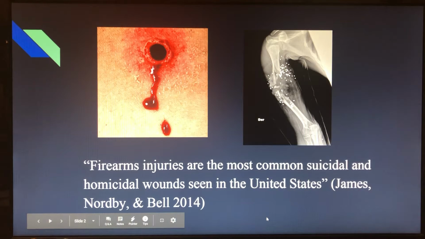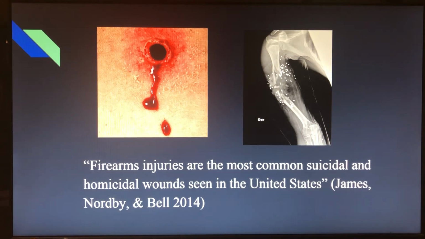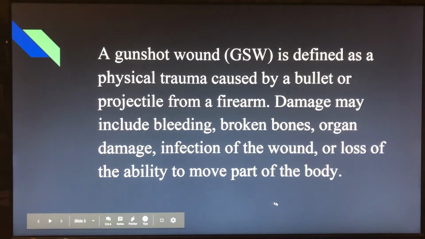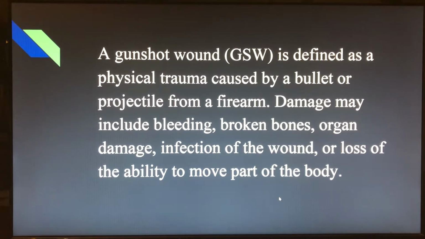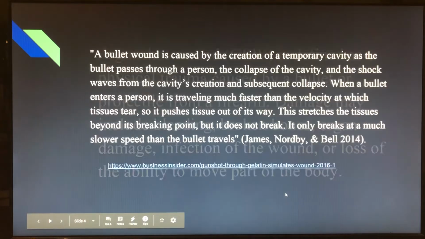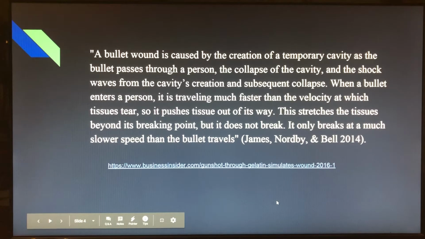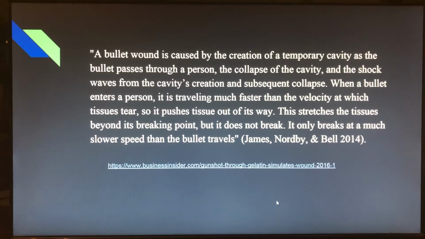According to James, Norby, and Bell, firearms injuries are the most common suicidal and homicidal wounds seen throughout the United States. A gunshot wound is defined as a physical trauma caused by a bullet or projectile from a firearm. Damage may include bleeding, broken bones, organ damage, infection of the wound, or loss of the ability to move that part of the body. A bullet wound is caused by the creation of a temporary cavity as the bullet travels through a person, the collapse of that cavity, and then the shockwaves from the cavity's creation and subsequent collapse.